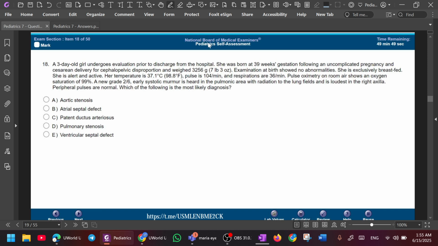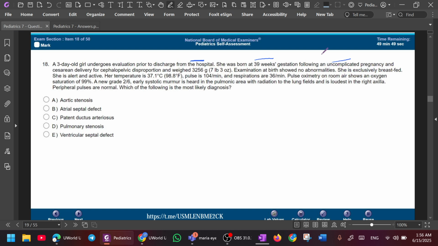A 3-day-old girl undergoes evaluation prior to discharge from the hospital. She was born at 39 weeks of gestation following an uncomplicated pregnancy, by cesarean delivery for cephalopelvic disproportion. Birth weight is 3.2 kg. Examination at birth showed no abnormality.